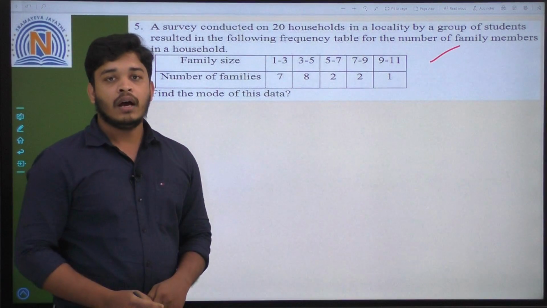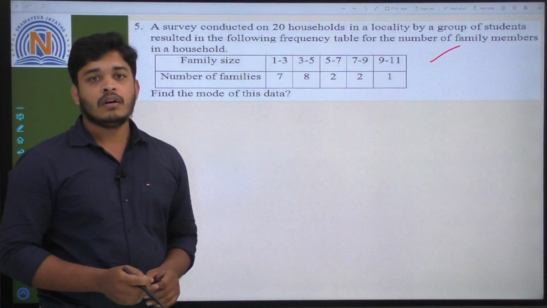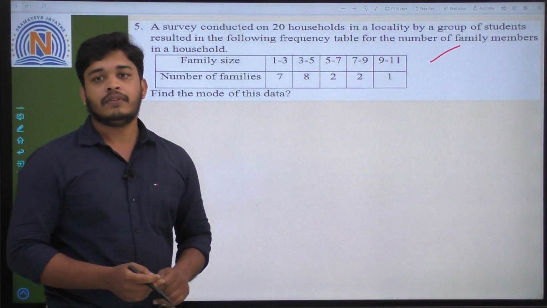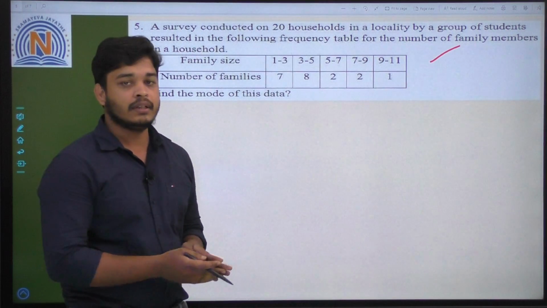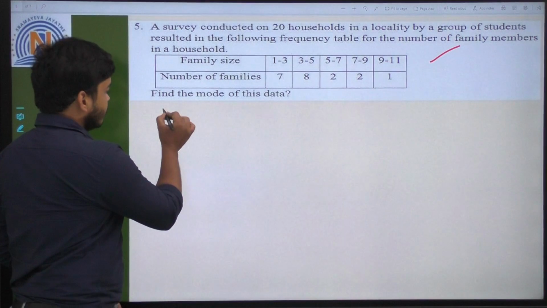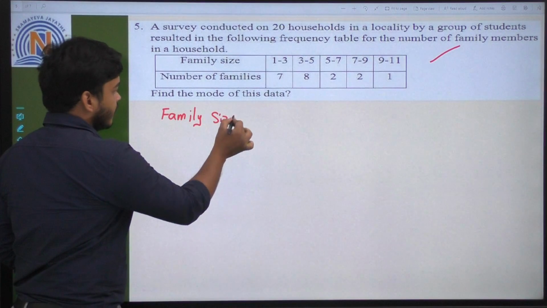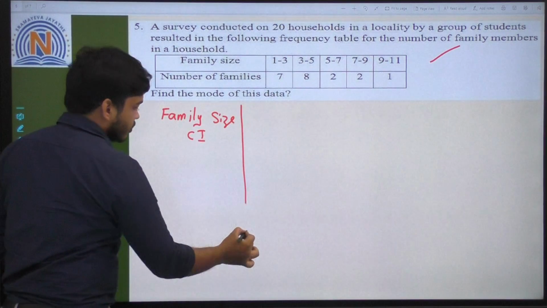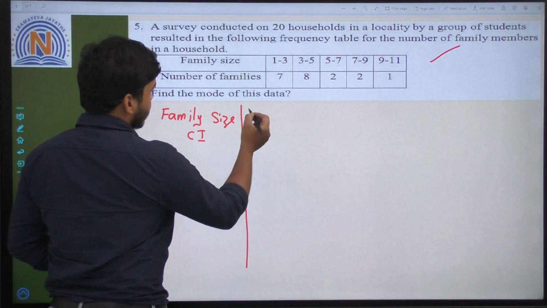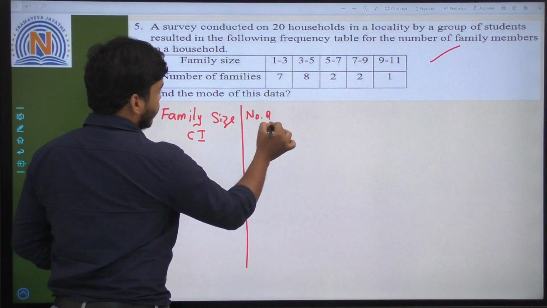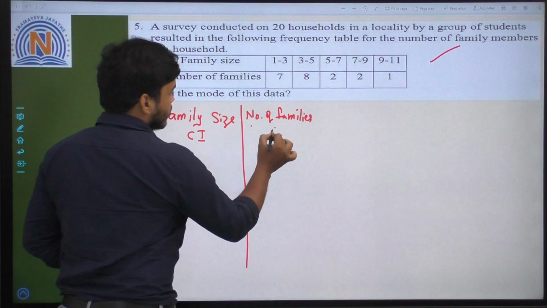Now the fifth problem. A survey conducted on 20 households in a locality by a group of students resulted in the following frequency table for the number of family members in a household. From this data, family size we call as class intervals. So we should take it as 1 to 3 members, 3 to 5 members, 5 to 7 members, and the next one is number of families. We call it as frequency.